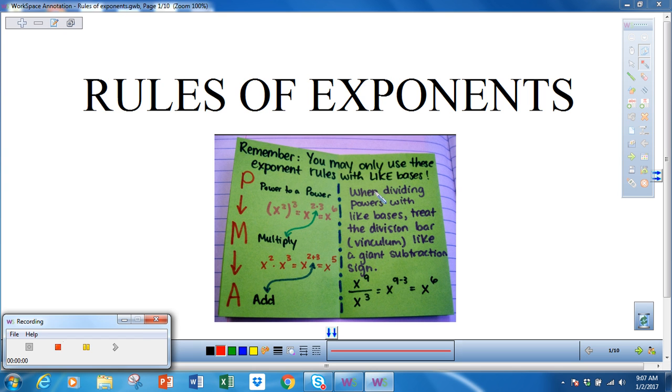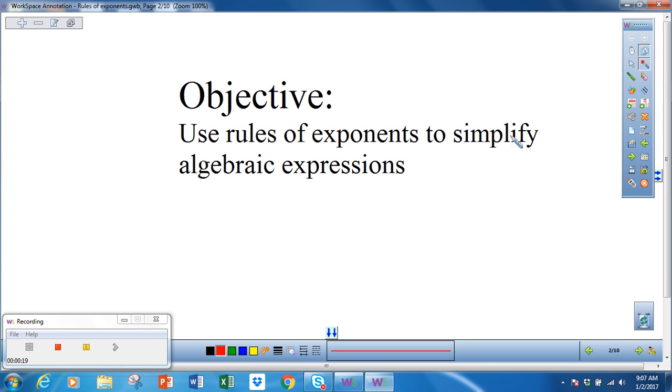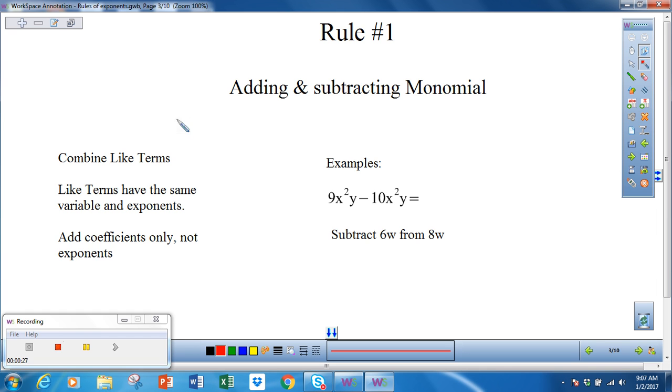In this video, we're going to look at the rules of exponents that you've learned in previous classes. What we're going to do is use rules of exponents to simplify algebraic expressions. Now, you have these notes, so please note them as we go along.